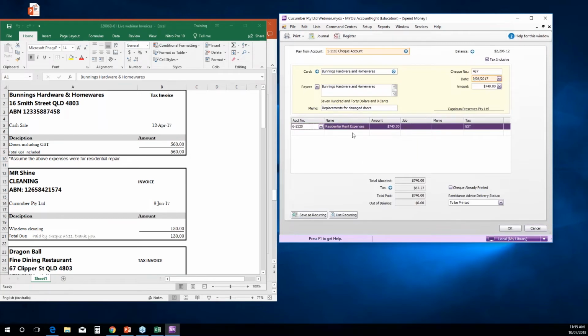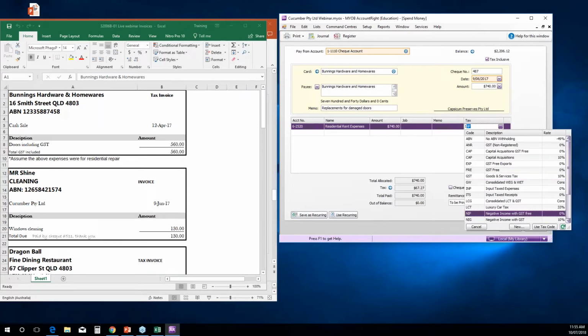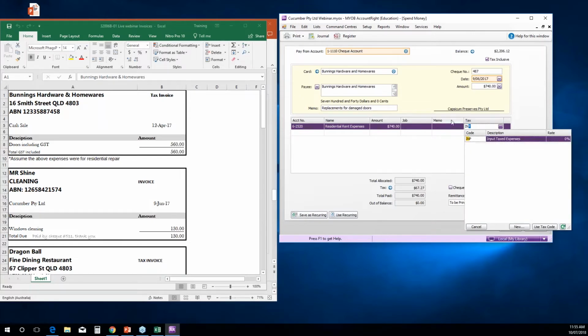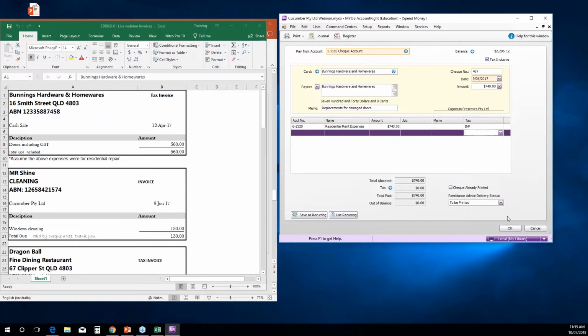Aha, it also says residential rent expense with GST. I couldn't see that from this invoice, but you should be able to find that out as well. If one invoice is given, then just expand your thoughts. Maybe I should check the other ones as well. And gotcha. So I'm going to change it to INP, right? Because clearly it said residential expense.